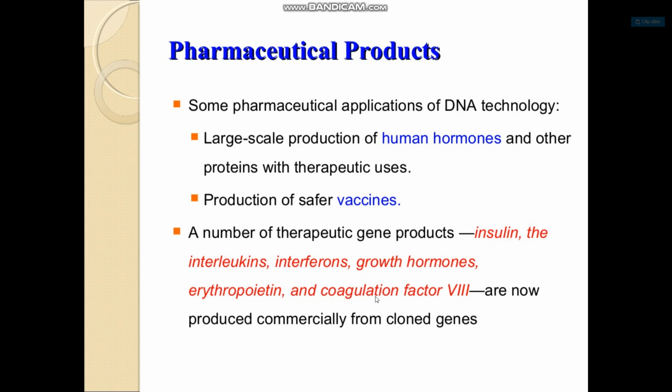So pharmaceutical products: some pharmaceutical applications of DNA technology, like first large scale production of human hormone and other proteins with therapeutic uses, and production of safer vaccines. A number of therapeutic genes like insulin, interleukins, interferon, growth hormone, erythropoietin, and coagulating factor like coagulating factor 8 are now produced commercially from cloned genes.